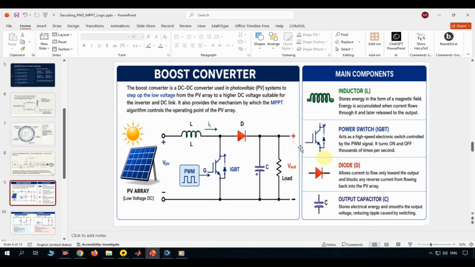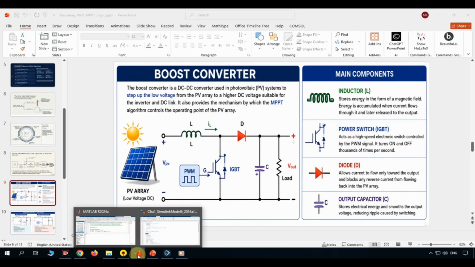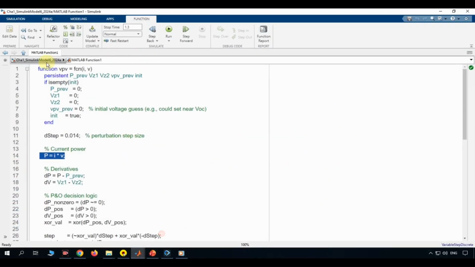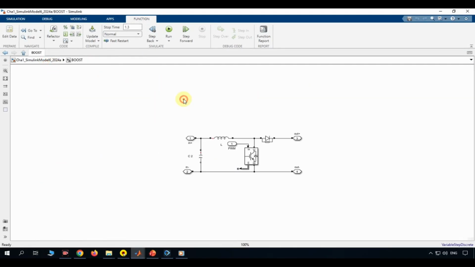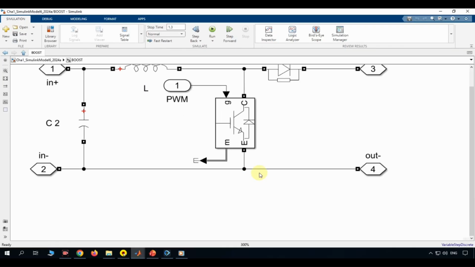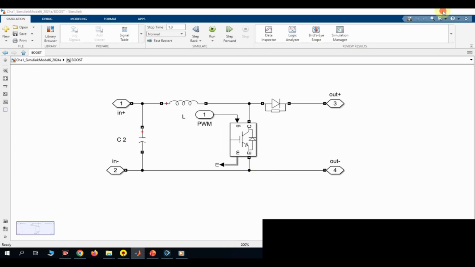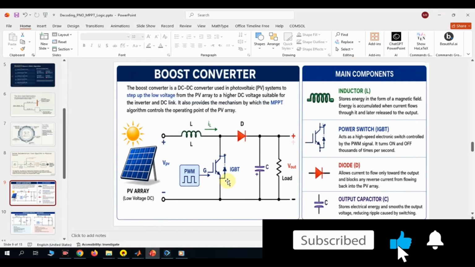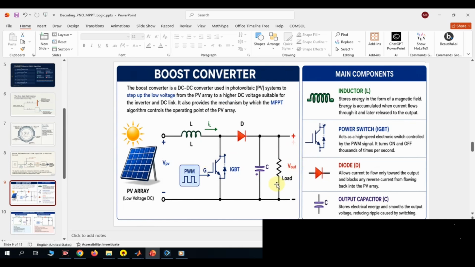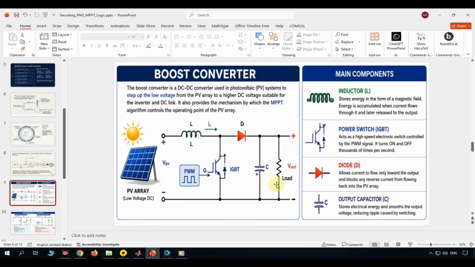The boost converter is one of the most important components in a photovoltaic energy conversion system. It is a DC to DC converter whose primary purpose is to increase the relatively low voltage produced by the photovoltaic array into a higher DC voltage suitable for the inverter and the DC link. Besides increasing the voltage, the boost converter also provides the mechanism through which the MPPT algorithm controls the operating point of the PV array. Let's look at the main components.